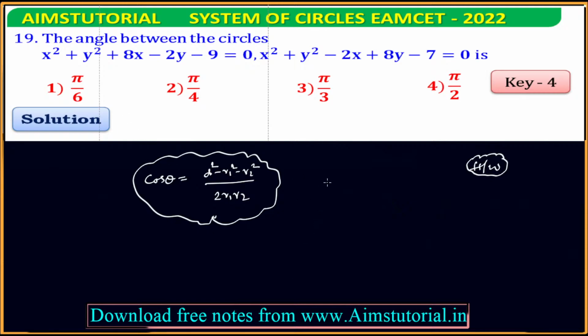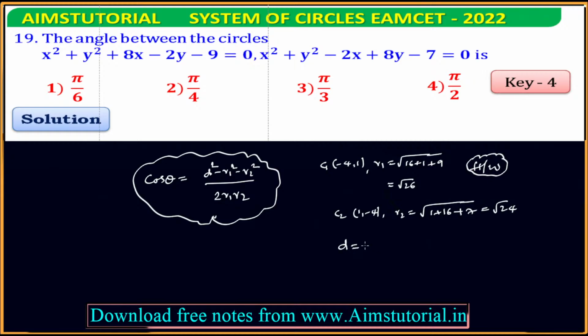So the center of the first circle, C1, equals (minus 4, 1). r1 is the root of 16 plus 1 minus of minus 9, that is root 26. C2 equals (1, minus 4), and r2 is the root of 1 plus 16 minus of minus 7, that is root 24. What is d? d is the distance between the centers. So (minus 4 minus 1), minus 5 whole square, plus (1 minus 4), 5 whole square. So 25 plus 25, that is root 50.